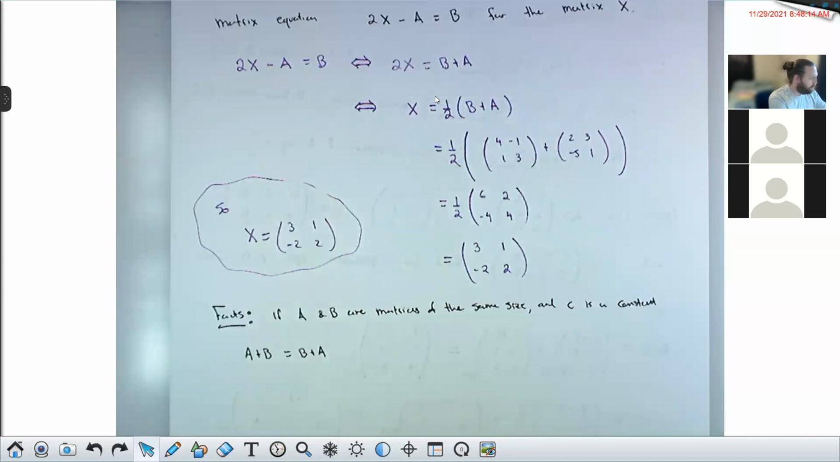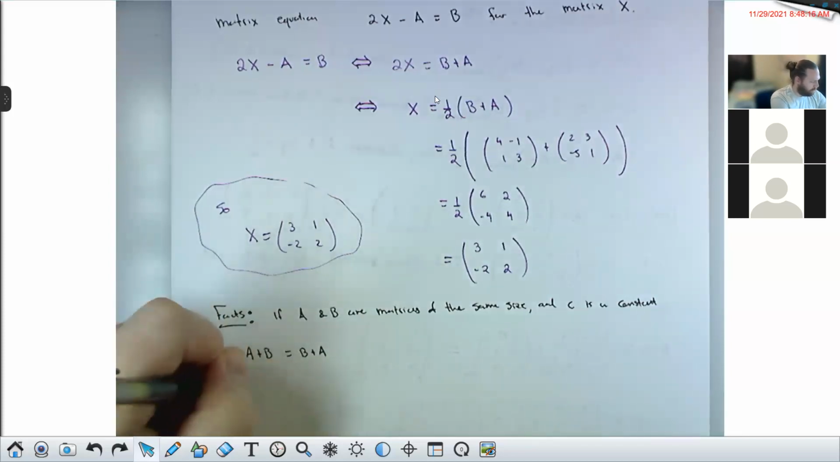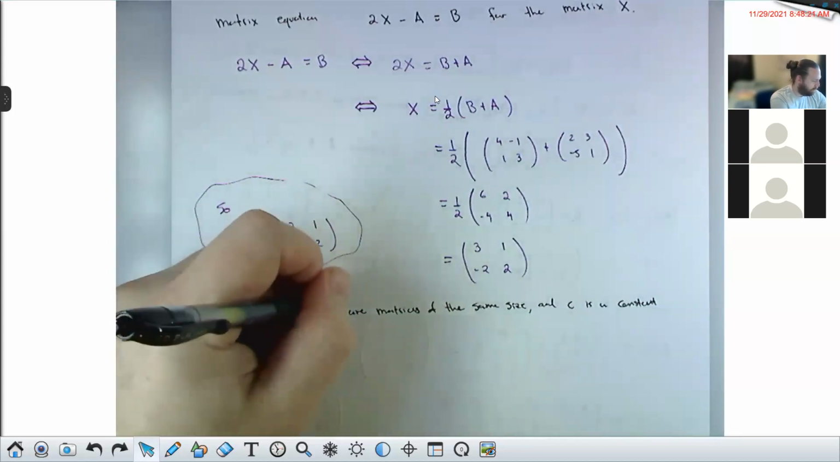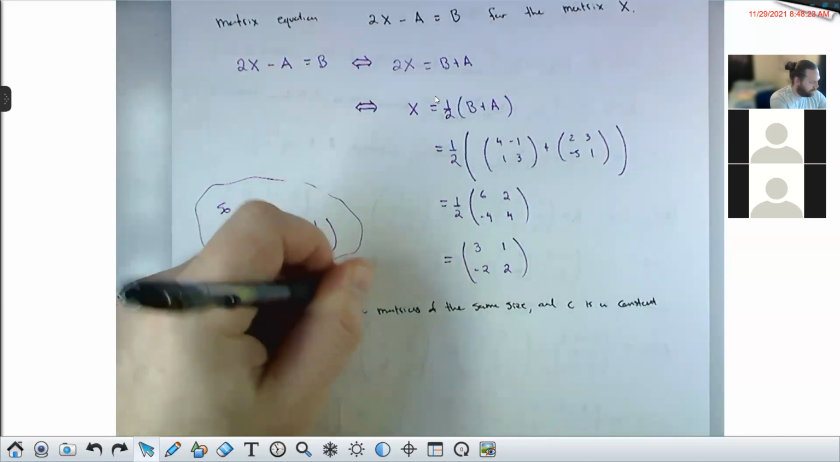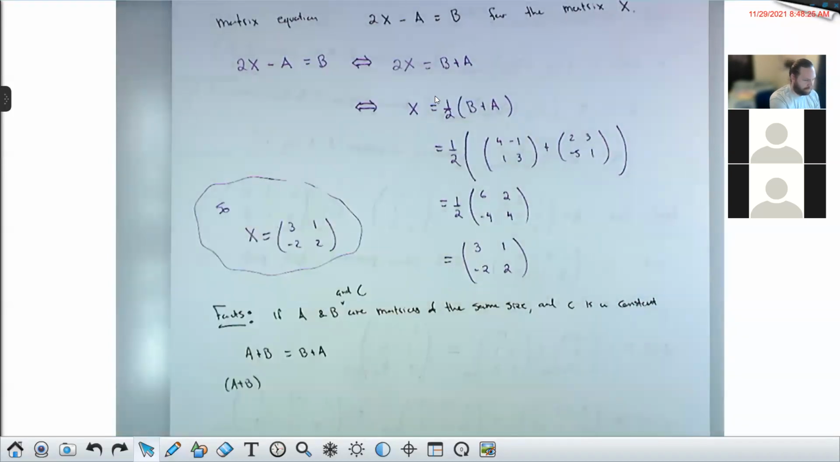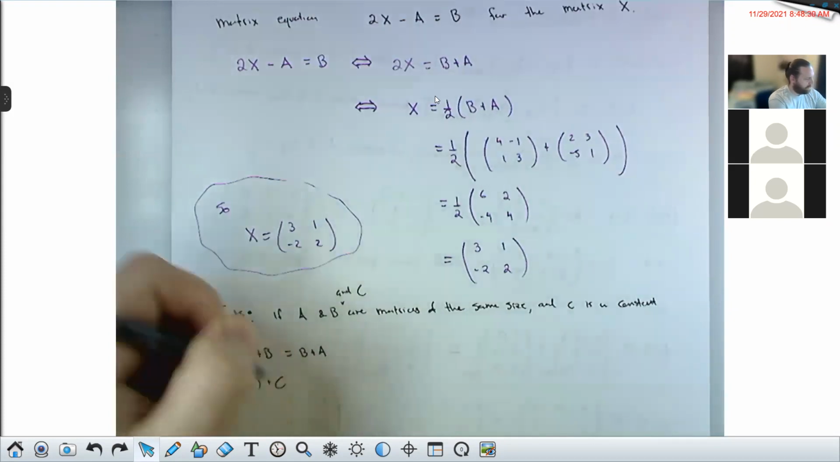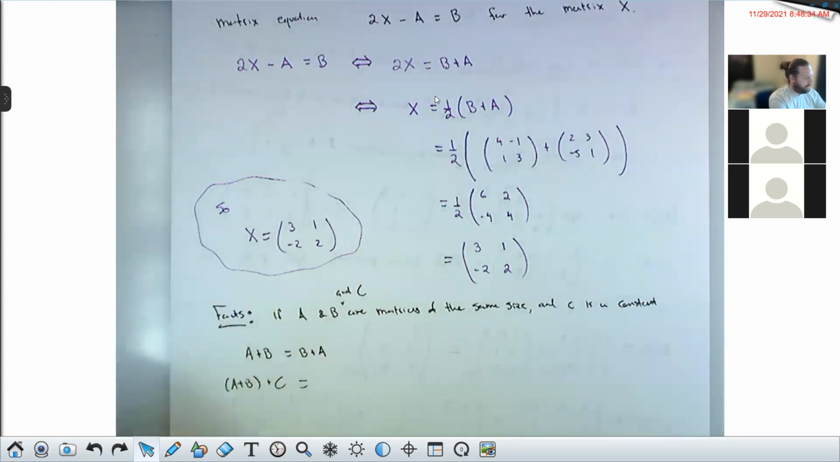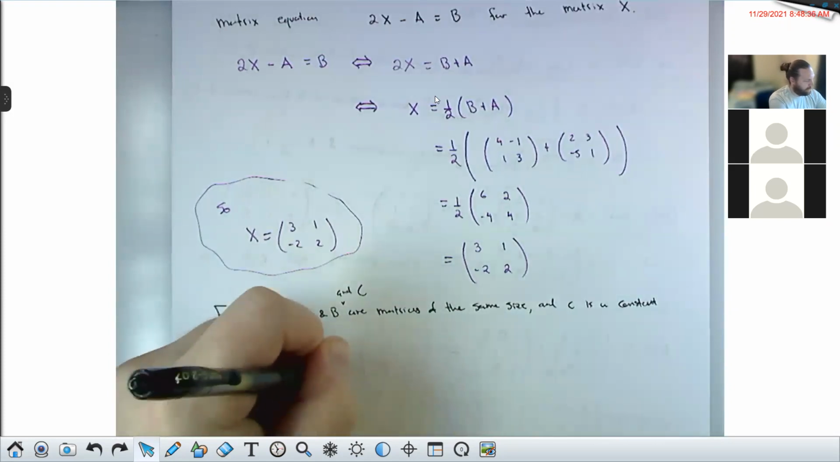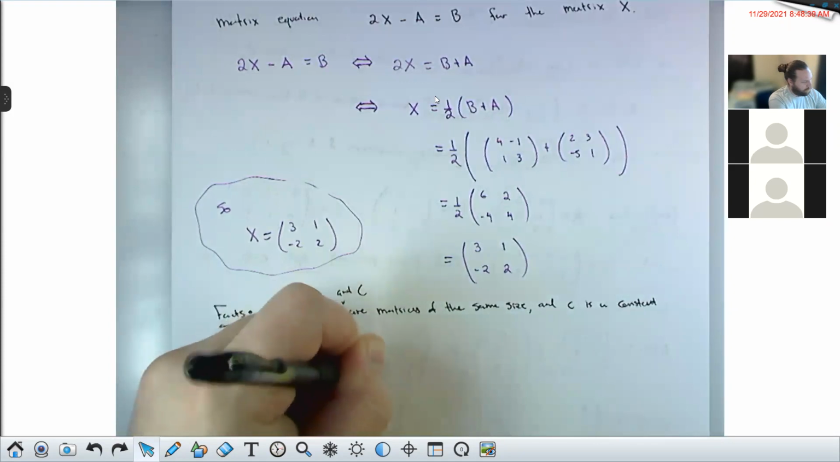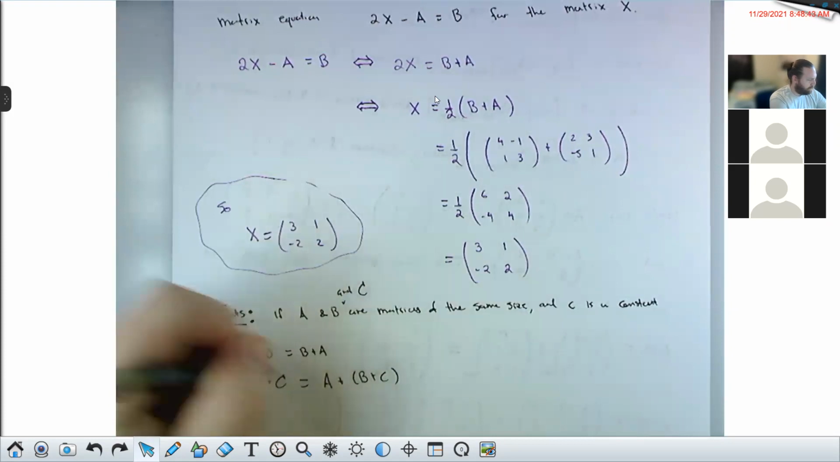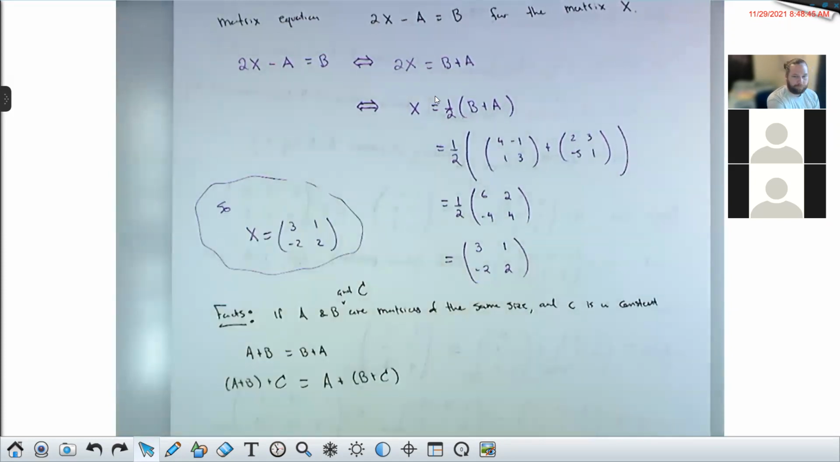Addition is also associative, which is a big deal. A plus B, I should say A, B, and C, capital C. A plus B plus a third matrix, capital C. If you add A and B first, then add C to that, that's the same as if you add A to the sum, capital B plus capital C. Let me emphasize that this is a capital.